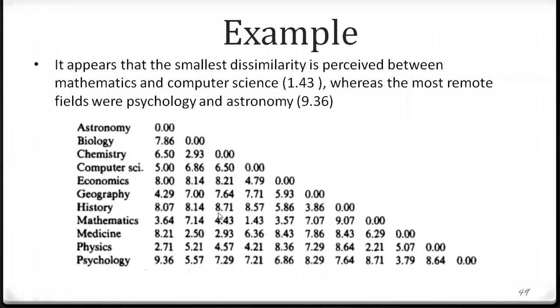At the last also, psychology and astronomy we have 9.36. That is a huge difference. This is a higher dissimilarity. So psychology is completely different from astronomy. That's the highest dissimilarity we have.